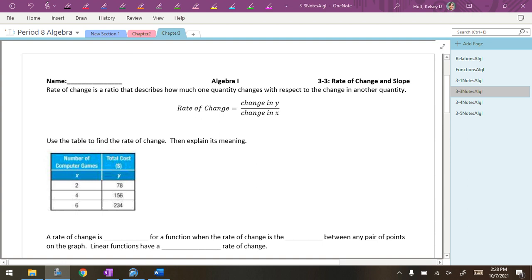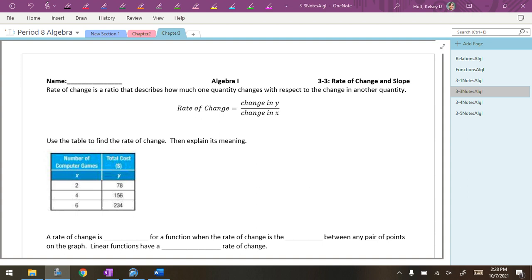I know you've done slope before, but it is crucial. You good? Okay. It is crucial that we know how to accurately do this every single time, or chapter 4, where it's all about graphing, is going to be disastrous. So rate of change is a ratio.